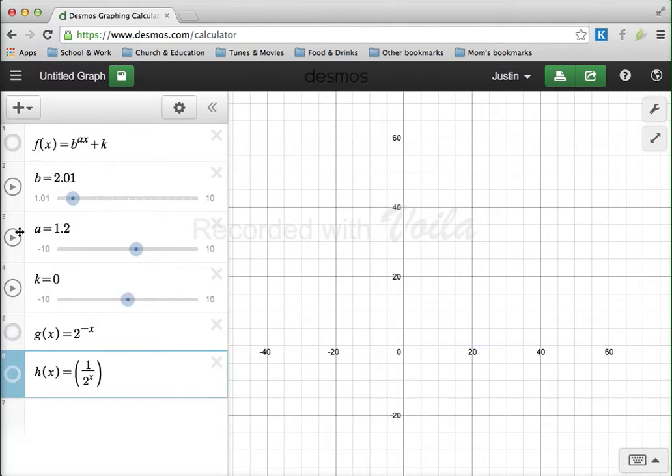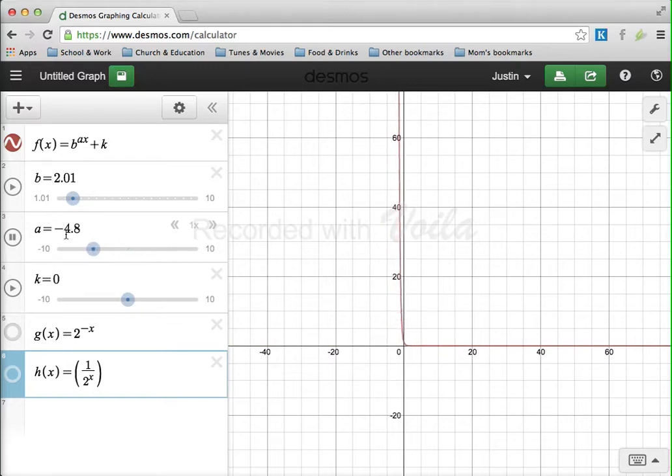Let's look again. What happens with this A? So it's positive, positive, positive. It looks just like this. It's getting steeper and steeper. Now it's going to get wider and wider. And then it flipped.